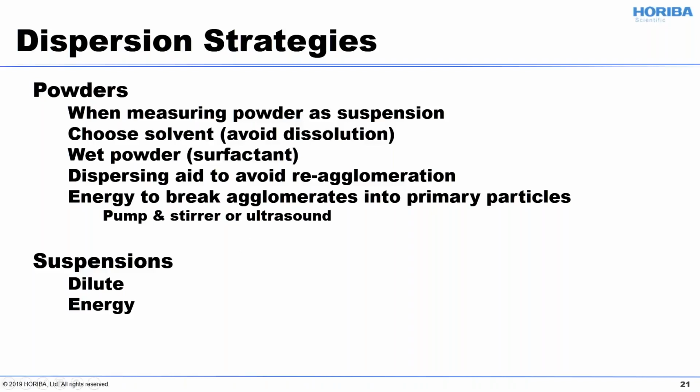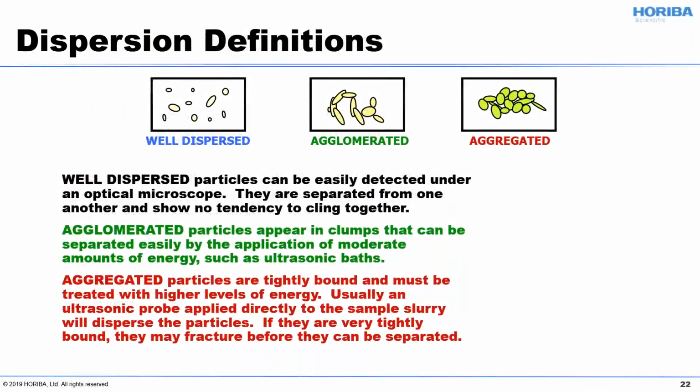If I already have a suspension, most of my work has generally been done for me, and I simply need to dilute and add energy if needed to break up the loose agglomerates. So a few definitions. Well dispersed are particles that you can kind of see as distinct particles in an optical microscope. They don't show any tendency to cling together, and that's kind of a happy situation for particle analysis. Agglomerates are particles that appear in clumps, and they can be separated easily with moderate amounts of energy, such as ultrasonic baths or shaking or stirring or something like that.